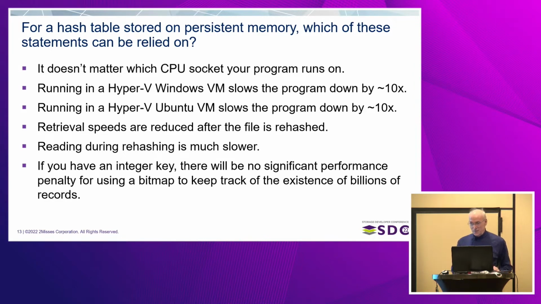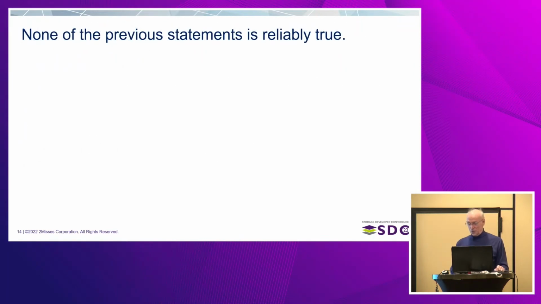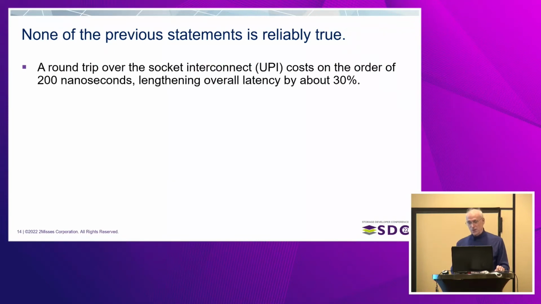Okay. None of them are true, or none of them is true. If you're running on the wrong socket, that is, you have a DIMM, and then the socket is over here, then you can end up with a round trip over the ultra-path interconnect, and it can cost you 200 nanoseconds, which is a lot in this case.